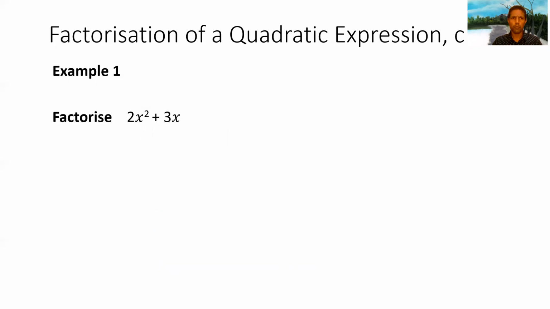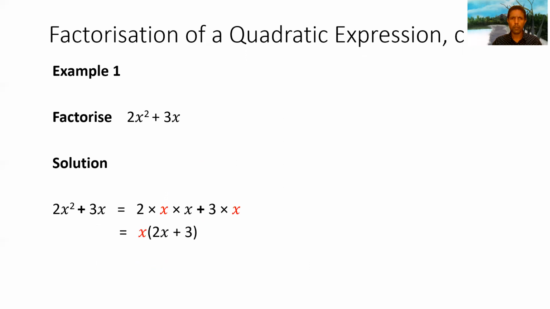Consider some examples. Example 1. Factorize 2x squared plus 3x. 2x squared plus 3x can be written as 2 times x times x plus 3 times x. Observe here that x is common, so we can write x into 2x plus 3. So to factorize 2x squared plus 3x, we have x into 2x plus 3.